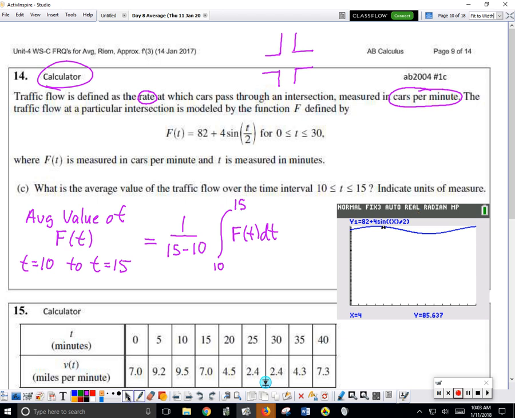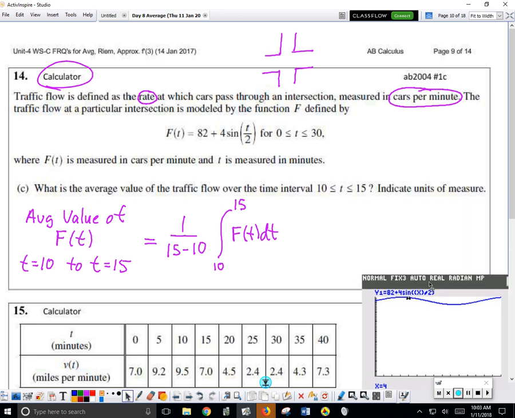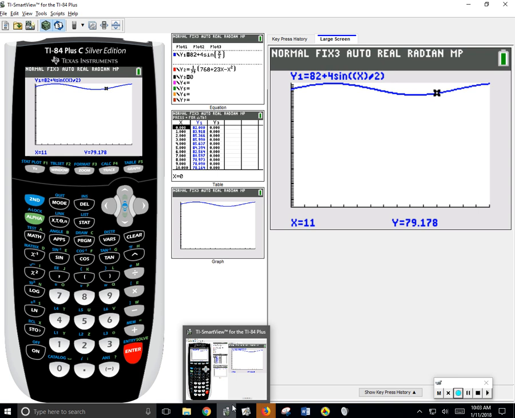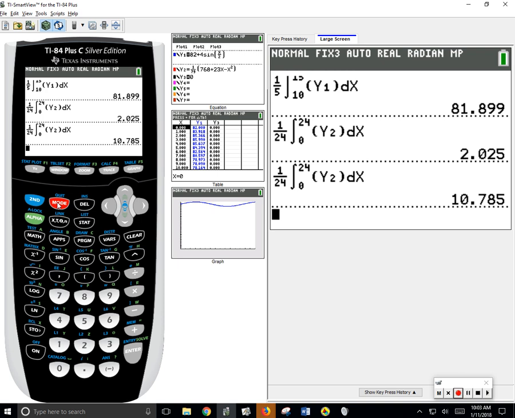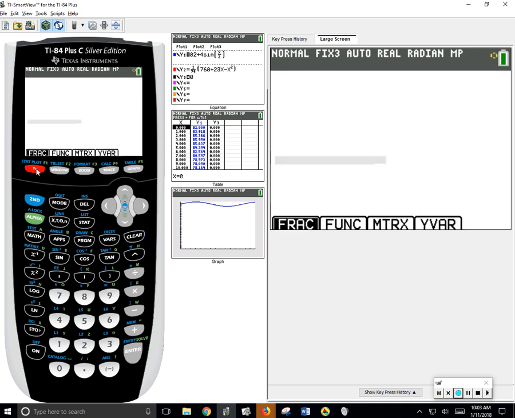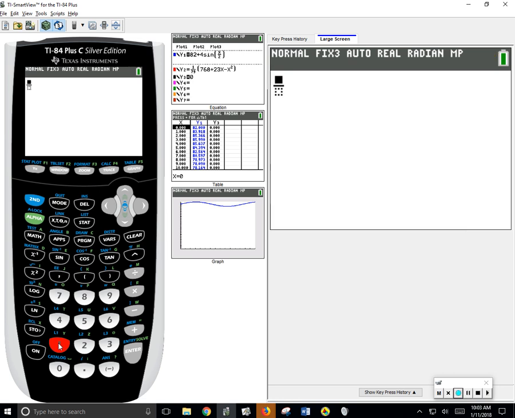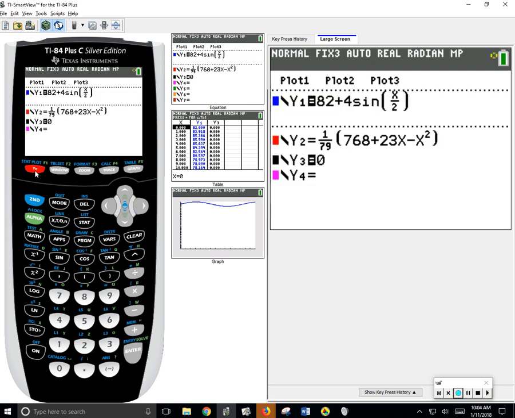Okay, so all that's left to do now is just type it in the calculator. So I can move this over a little bit. This is going to equal, on the 84, and also on the Inspire, please don't ever type a fraction using the slash. Always use the fraction key. If you don't know where that is, I'm going to hit alpha, y equal, choose number 1. That gives me the fraction bar. So it's 1 divided by 15 minus 10, multiplied by the integral, so that's math 9, 10 to 15. My f of t happens to be in y1.